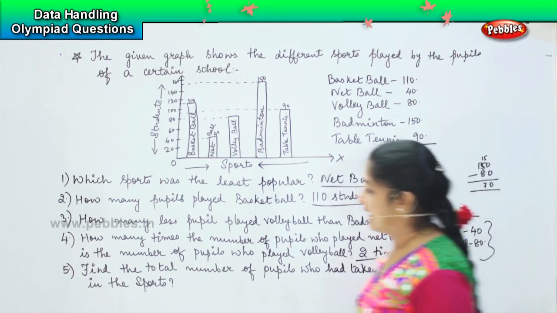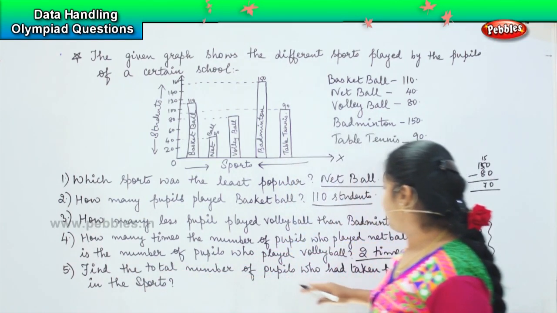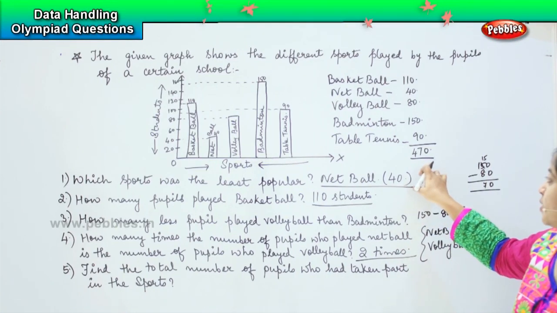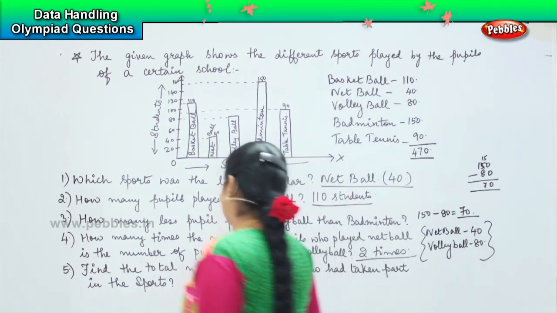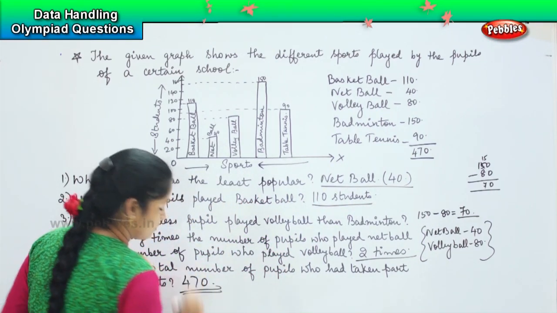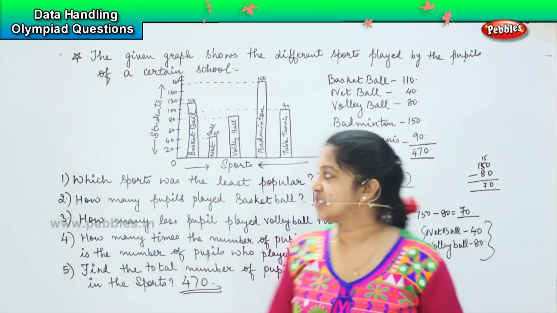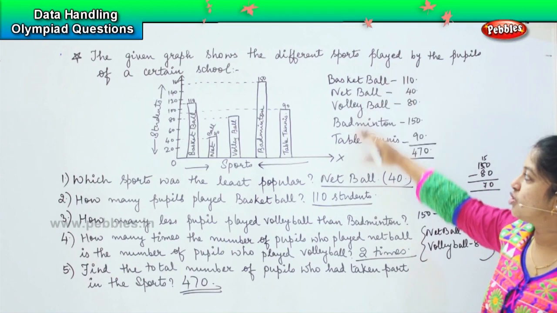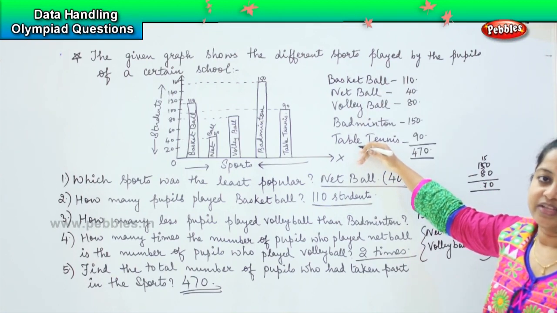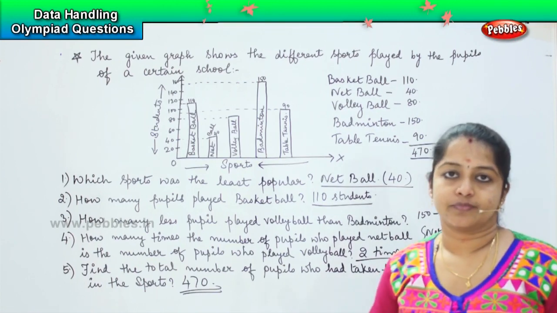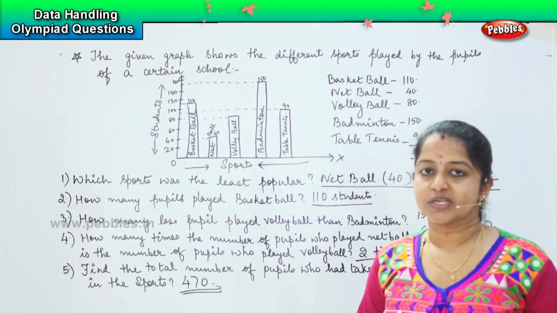Okay. The next one, find the total number of pupils who had taken part in the sports. We have already done the total. So it is 470. So did you understand the questions, children? It's easy, right? Only if you understand and once you figure out what you have observed here, it is easy for you to answer the questions that are asked. Okay. Are you ready to solve the next question along with me?